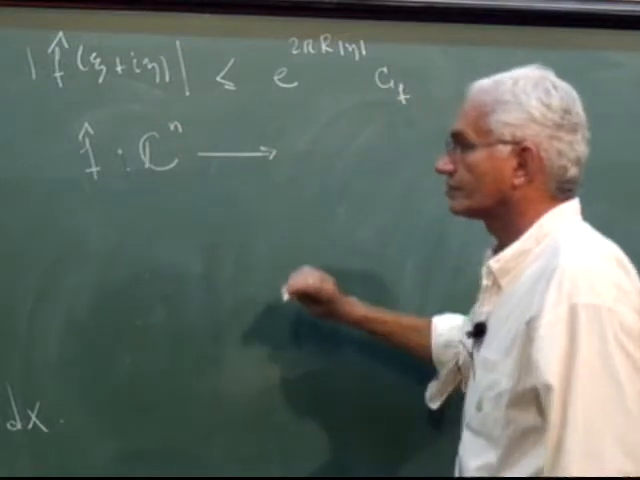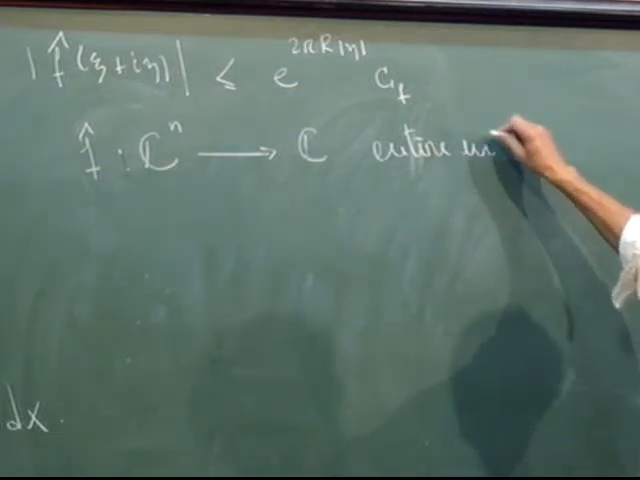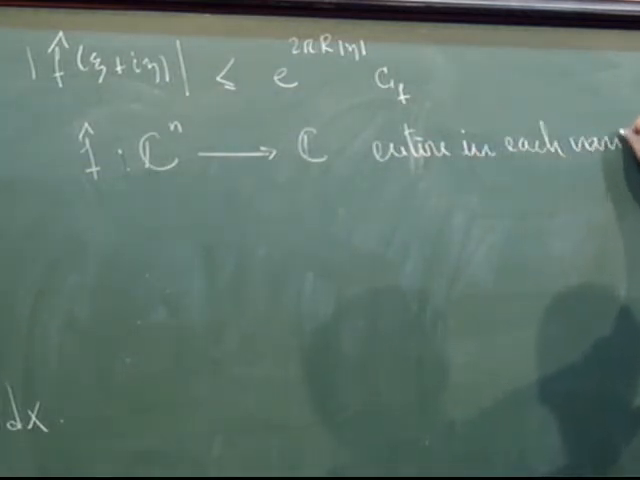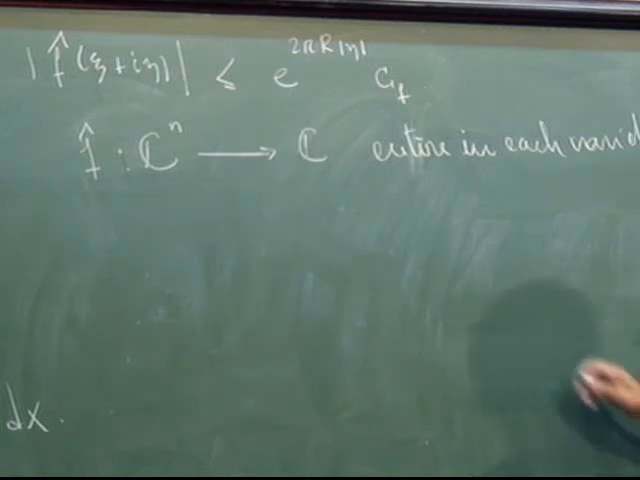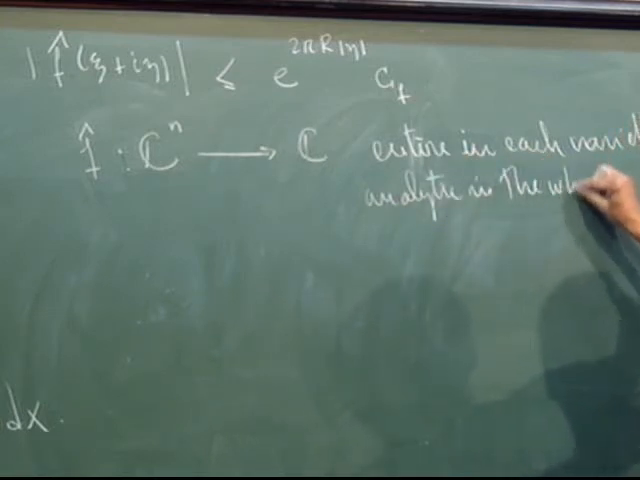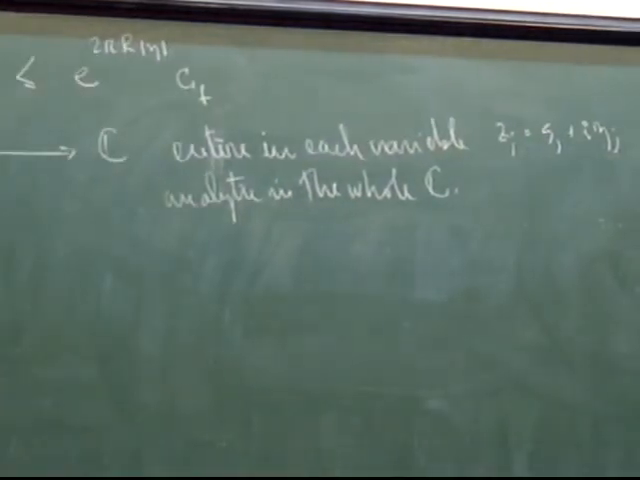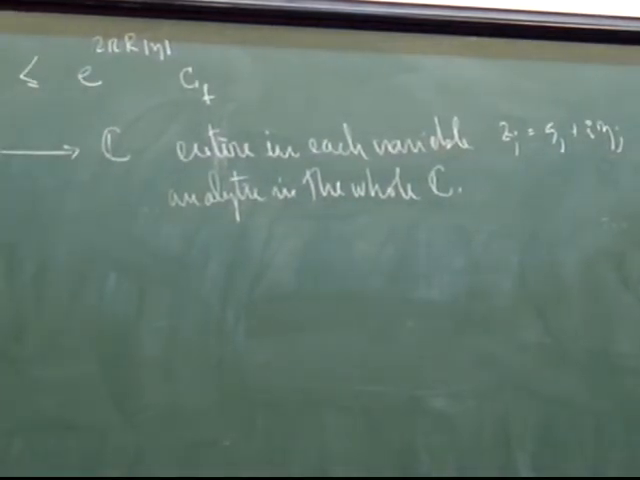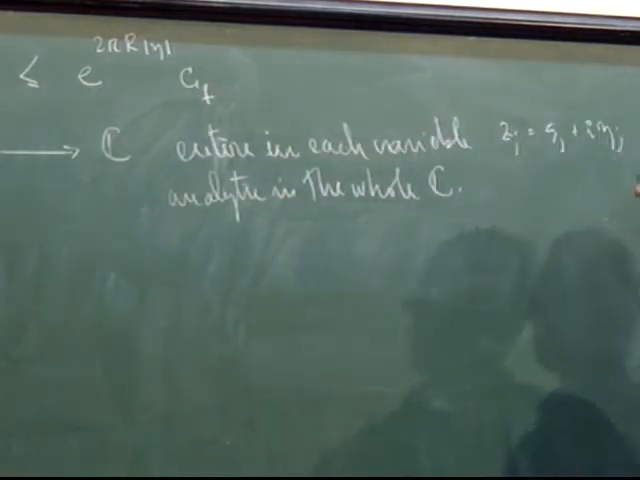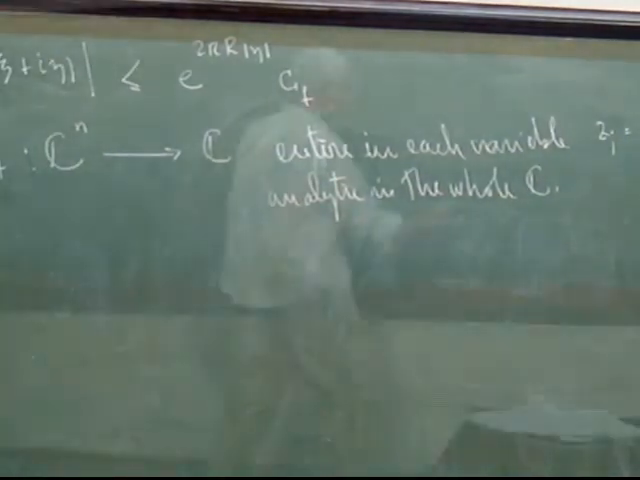Then f extends to an entire function in each component. Entire in each variable, C sub j, that is C sub j plus I eta j. Entire means analytic in the whole domain. Okay. In fact, I can take derivatives here. In fact, you have this estimate. Okay. Let me remove this.